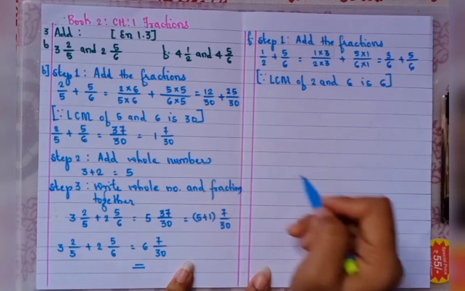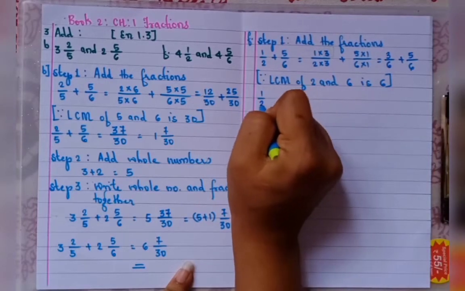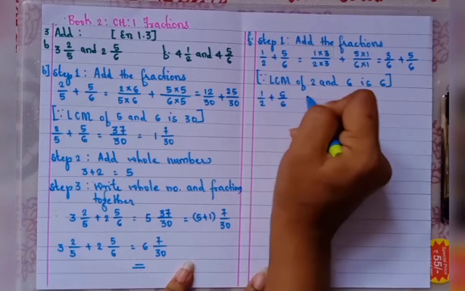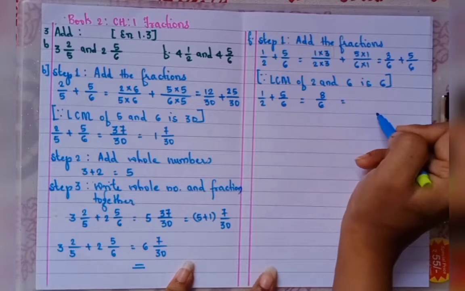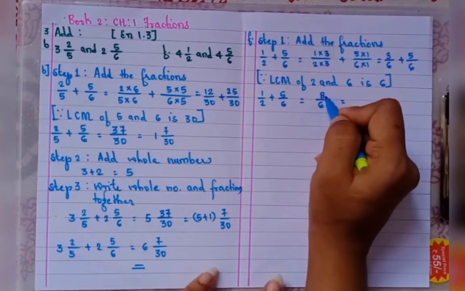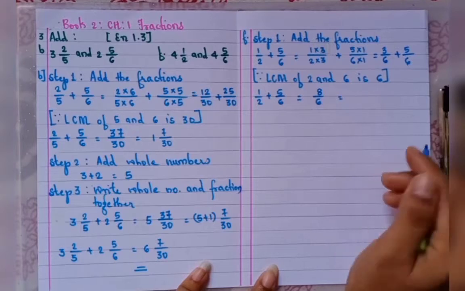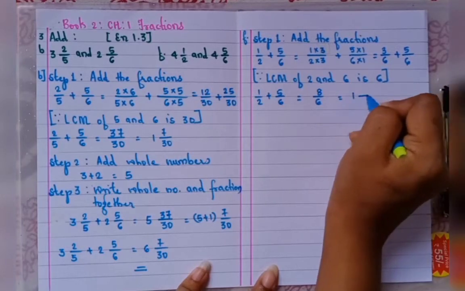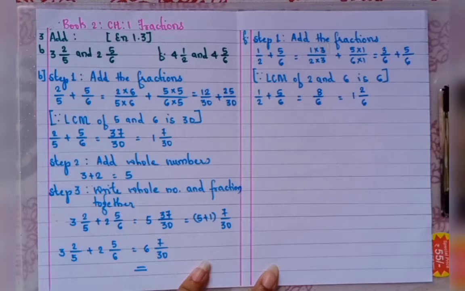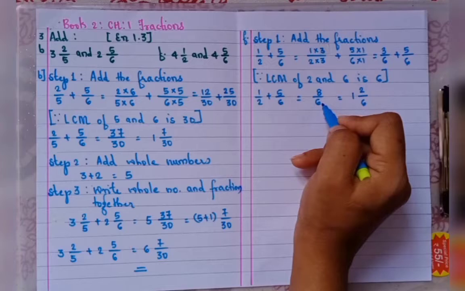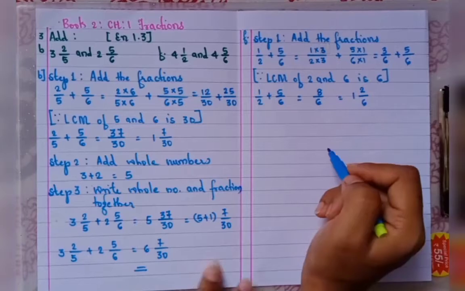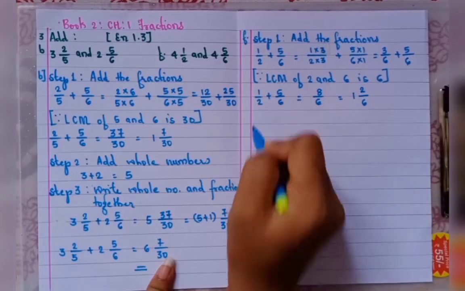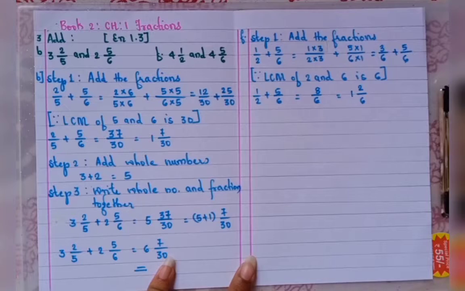Further, let's add 1 by 2 plus 5 by 6, that equals 8 by 6. Now we can change this fraction into a mixed fraction, like 1 is to 2 by 6. All of you know how to convert an improper fraction into a mixed fraction: 6 ones are 6 plus 2 is 8, so it is 8 by 6 fraction. Now let's go ahead with step 2. Step 2 is add whole numbers.